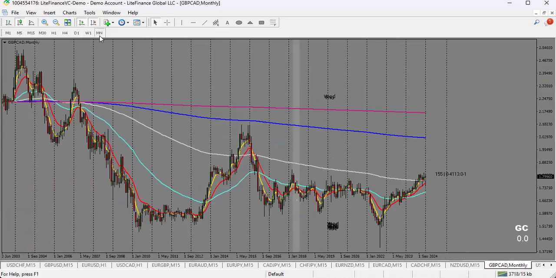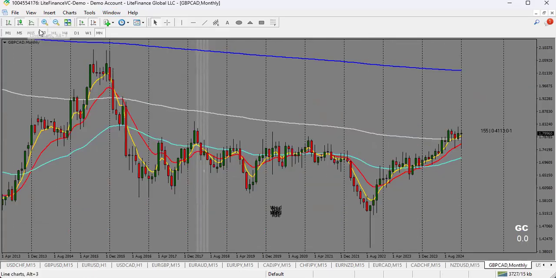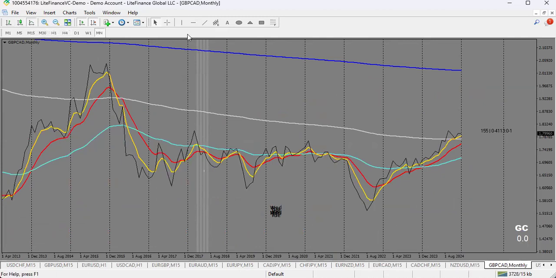So let's start with the monthly time frame. On the monthly time frame, again, we'll be looking at key support and resistance levels here that are close to the current market price.